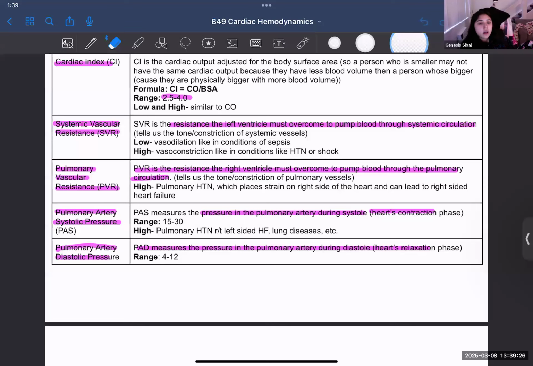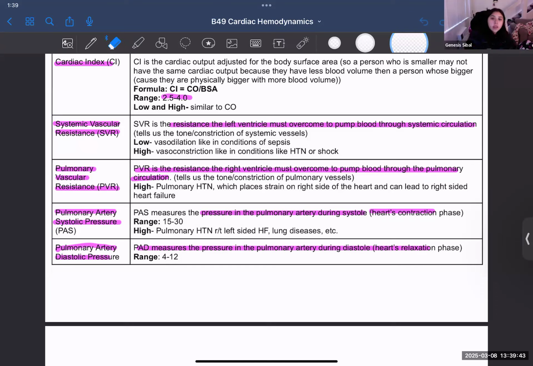So it sounds a lot like afterload, and that literally is kind of what it is. SVR is afterload for the most part. It's basically the resistance the left ventricle has to overcome to pump blood out to the rest of the body. That is literally afterload. So that is what afterload is.